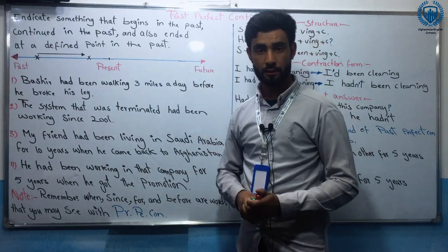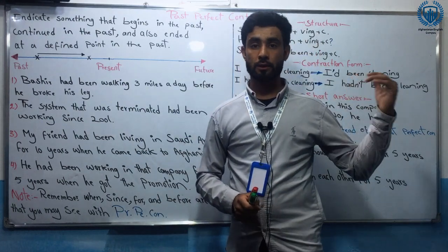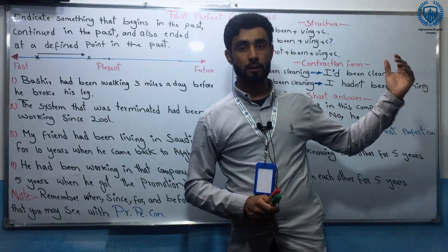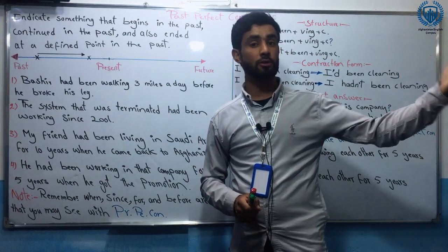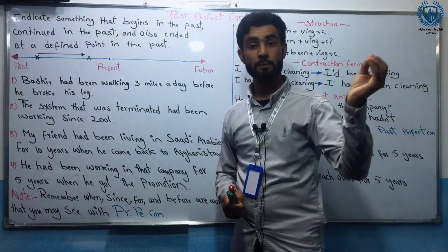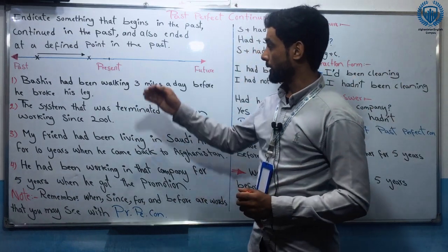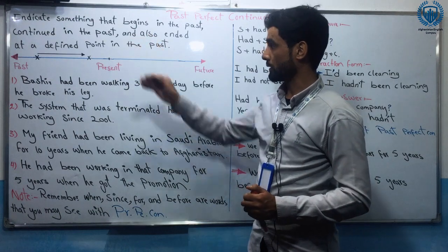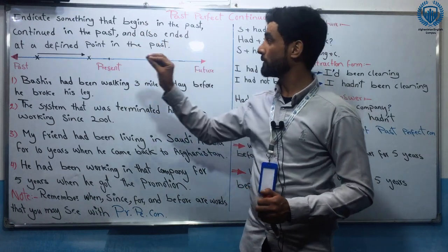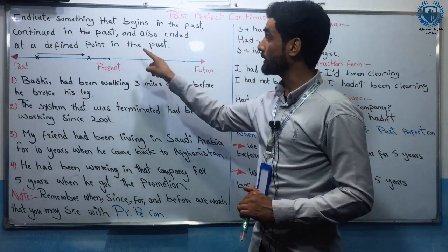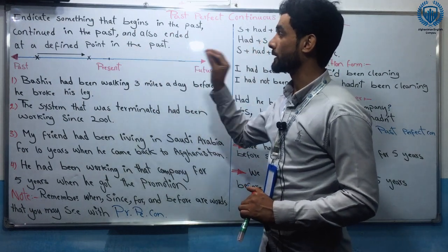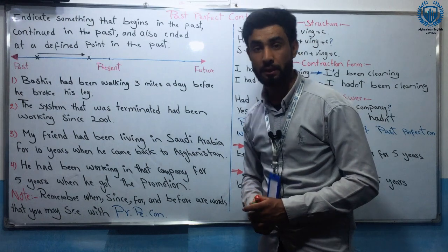If I say the sentence, in Delhi the roads were wet because it had rained a lot, it had been raining for several hours, it's a past perfect continuous tense. Here we have a definition on the board. Past perfect continuous tense indicates something that begins in the past, continued in the past, and also ended at a defined point in the past.